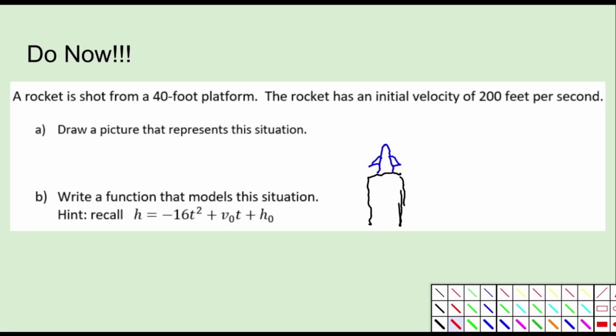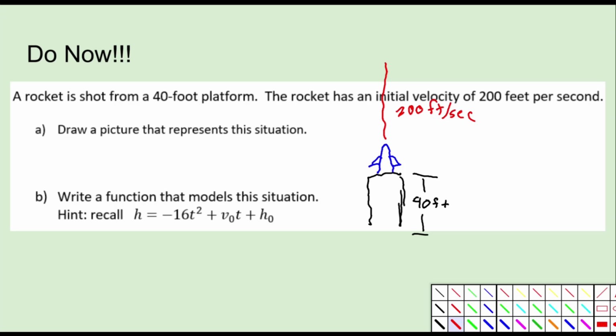And what do we know? We know that it is 40 feet here. So this is 40 feet from here to here. And we also know that the speed that it launches is going to be 200 feet per second. Okay, so that's what we know. We know how fast it is, we know the height, and so now the next part should be pretty simple.